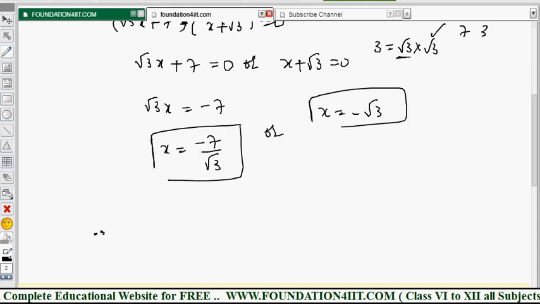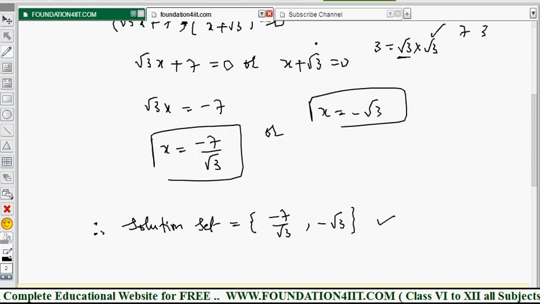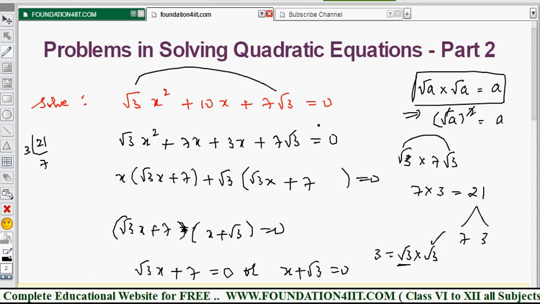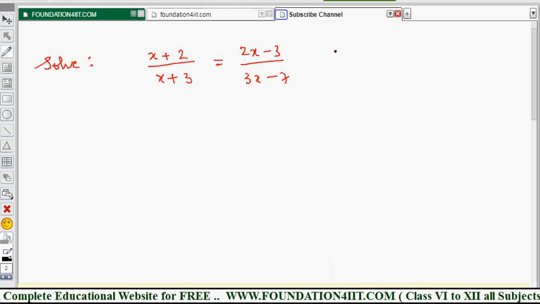So therefore we can write the solution set. We'll get two answers, because for every quadratic equation there are two. So the solution set is minus 7 by root 3 comma minus root 3. You must write this last step compulsorily from an examination point of view also, right? If it is clear, let me see another problem in this same part.